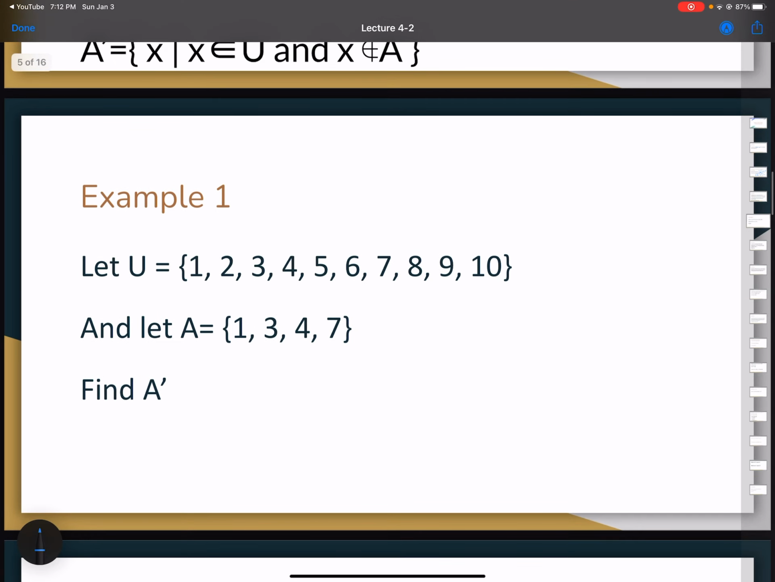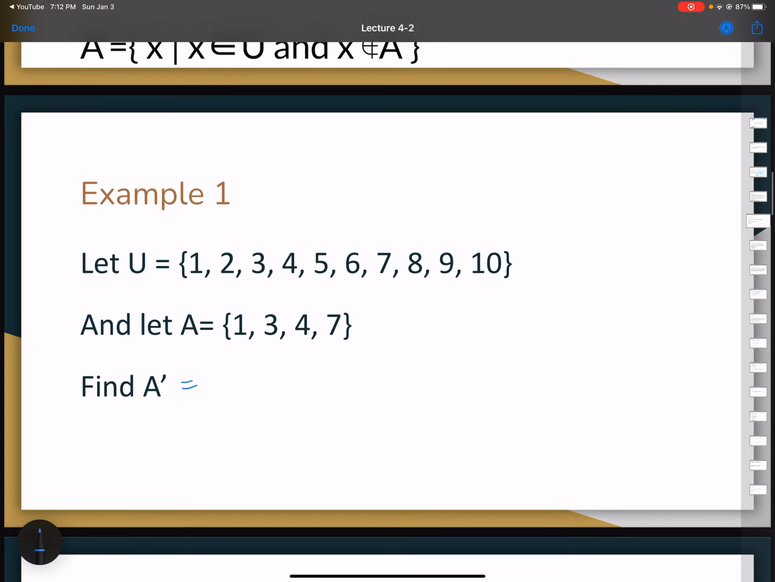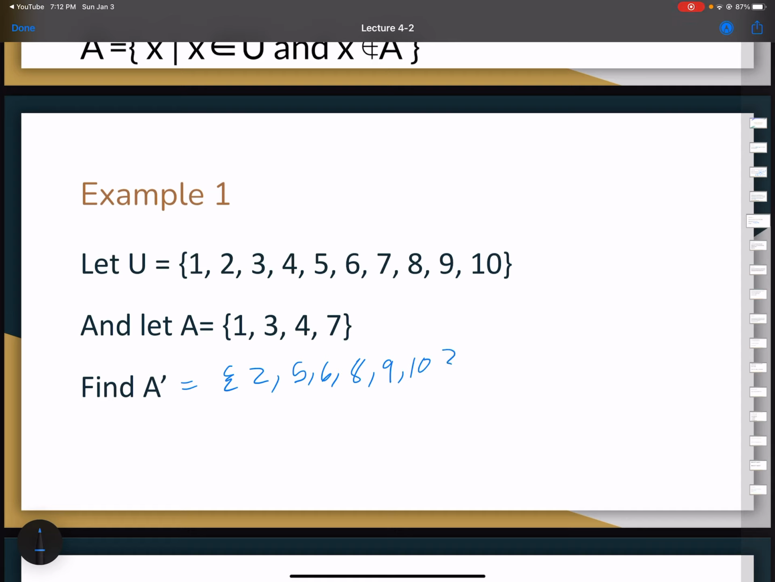So we have an example here. Take a minute and see if you can figure it out on your own. We have that the set U is equal to all of the numbers from 1 to 10. Set A is equal to 1, 3, 4, and 7. So the complement of A is just going to be 2, since 3 and 4 are taken, 5, 6, 7 is taken, 8, 9, 10. It's just all the other possible elements.